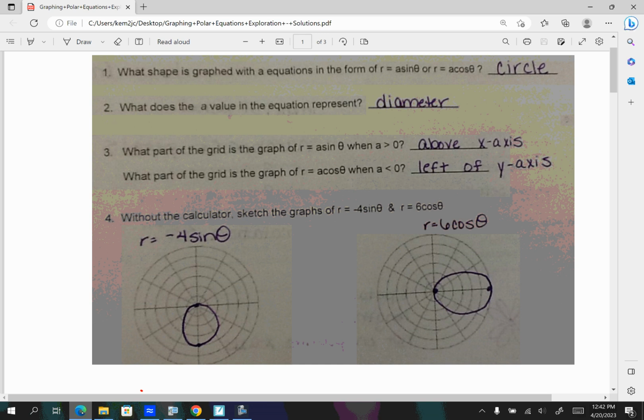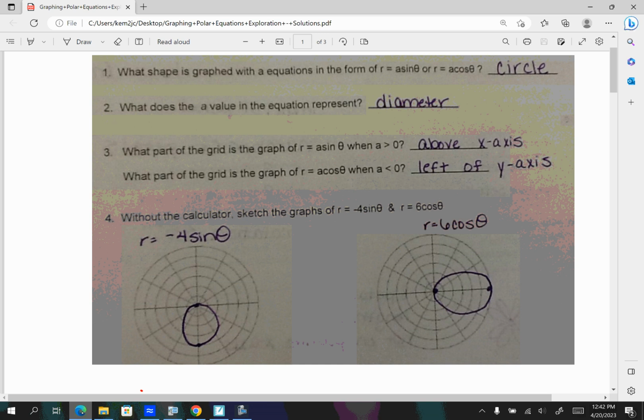The A value in the equation represents the diameter of the circle. If they are sine graphs, they end up being above or below the x-axis. Think about sine as our y's, right? Does that make sense? Above and below. And then cosines, they end up being left and right. Okay? If it's positive, it's to the right. Negative, it's to the left. And if it's positive, it's up.